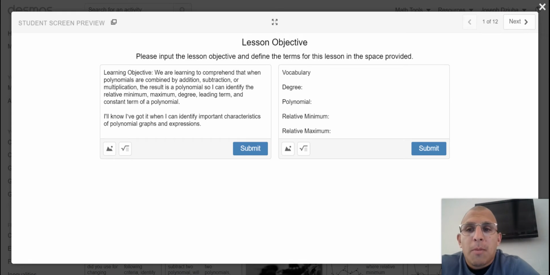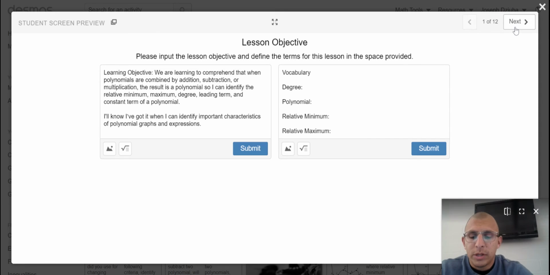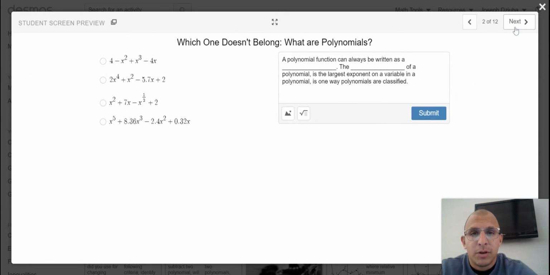Today we're going to learn to comprehend that when polynomials are combined by addition, subtraction, or multiplication, the result is a polynomial. So I can identify the relative minimum, maximum, degree, leading term, and constant term of a polynomial. I'll know I've got it when I can identify important characteristics of polynomials, graphs, and expressions. Some of the vocabulary words may look familiar, which will only aid us in our exploration.